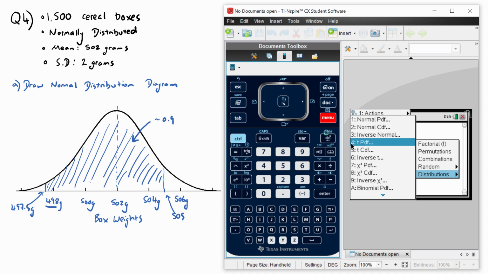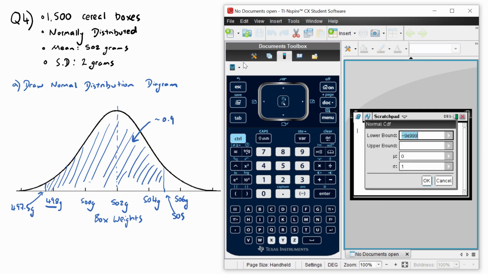So for this question, we have the horizontal axis values, 497.5 and 505, and we're looking for the probability, so we're going to choose number 2, normal CDF. Lower bound will be the left lower number, so 497.5. The upper bound will be 505. This line here is the mean, and that is 502. We were told that earlier in question 4. And this bottom line here is the standard deviation, which we were also told to be 2.